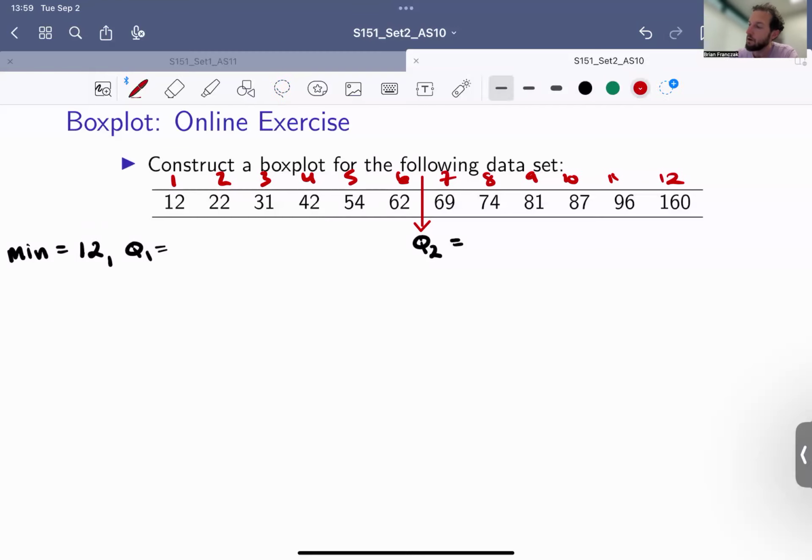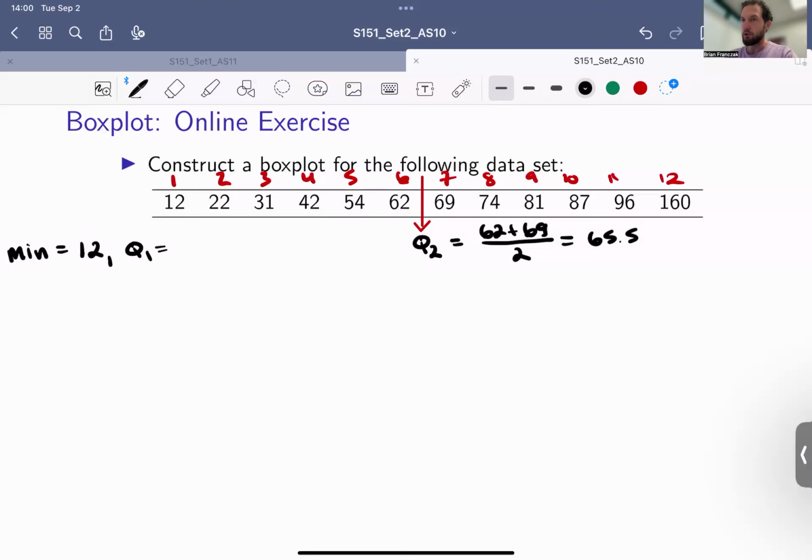Now, because we are between two numbers, that means that Q2 will be the average or the mean of 62 and 69. So if we average these two values together, we have 65.5. So our median for this illustration is 65.5.